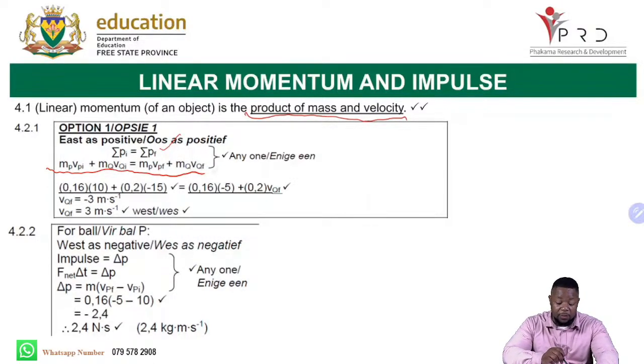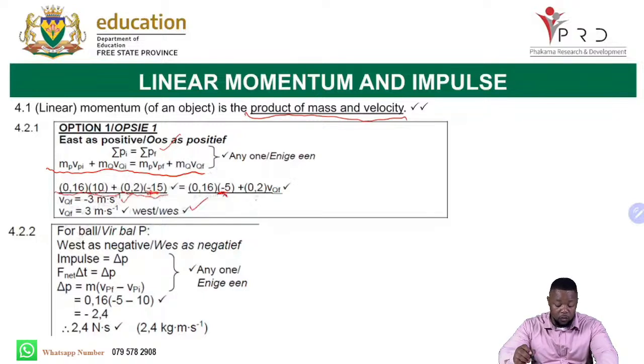Let's pay attention to the substitution. The underlined substitution here will receive 1 mark, bearing in mind that the 10 and the 15 must have different or opposite signs. They must have opposite signs since they are going in opposite directions. And the 15 and the 5 must have the same sign since they are going in the same direction. And then we're expecting an answer of 3 meters per second west. So be mindful that west has a mark on its own.